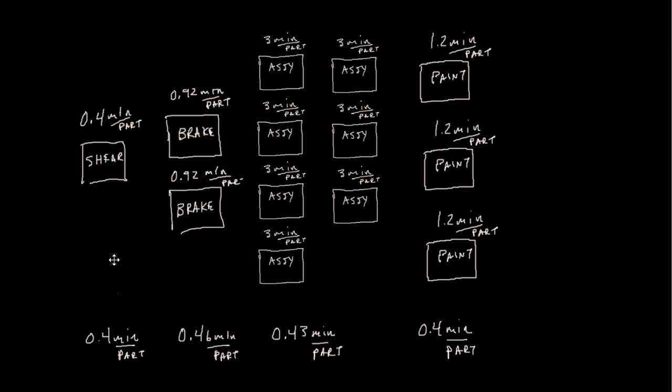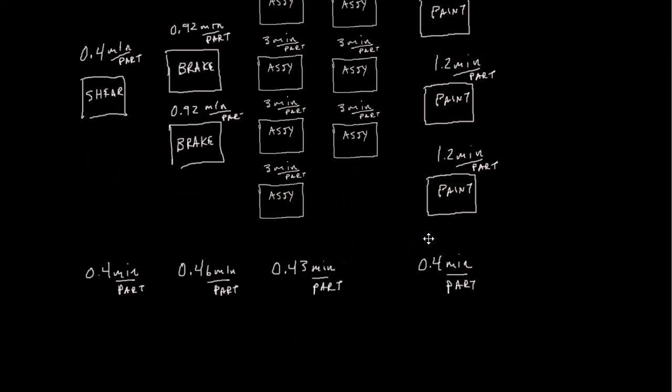So we have our shear here, which is at 0.4. The brake is at 0.46, and the assembly is at 0.43, and the paint is at 0.4. So in an ideal world, we wanted all of the workers working at the same time for the same amount of time. This is how we would set it up.